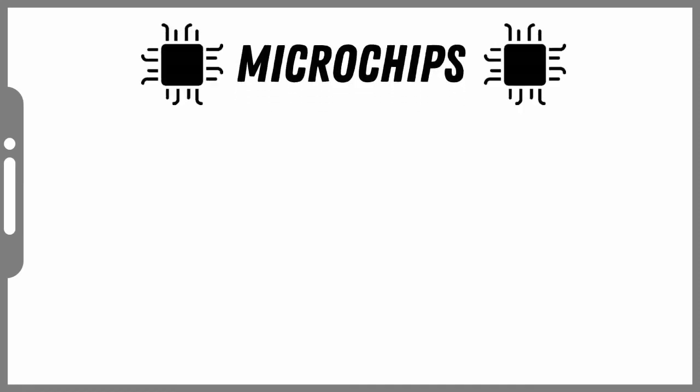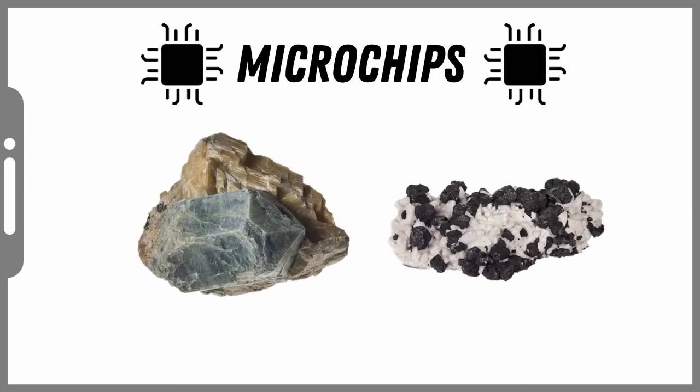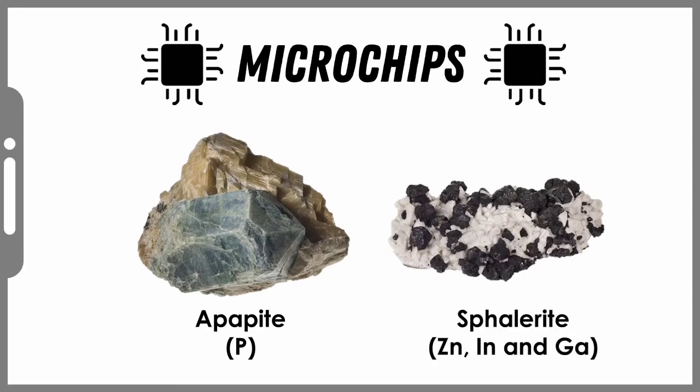So the next part that I will be discussing are the minerals used in making microchips. So we have 2, which is apatite that contains the element phosphorus, and sphalerite, which have zinc, indium, and gallium.